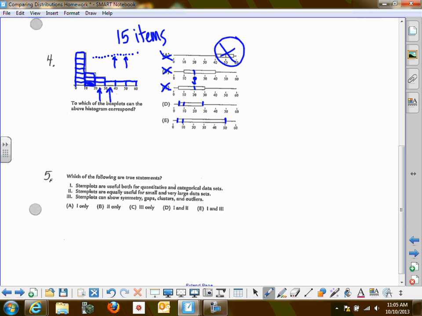It's the 4th one from the end. So here is Q3. Q3 is located from 20 up to 30. So that is here. It is not all the way up at 50, because if it was up all the way at 50, then how many items would be in the upper quartile? Only 1 item. And there's more than 1 item in the upper quartile. So therefore, what's our answer? D.